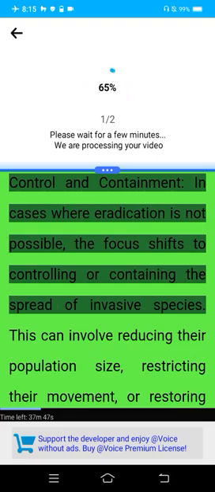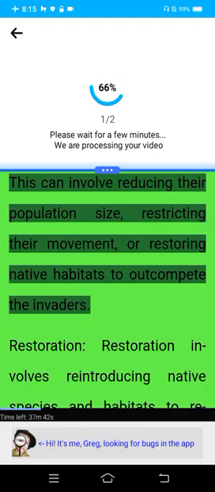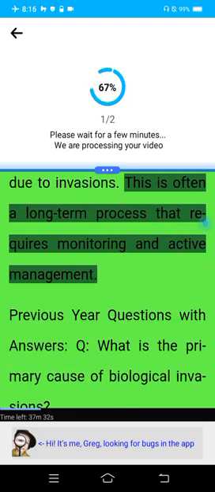Control and containment. In cases where eradication is not possible, the focus shifts to controlling or containing the spread of invasive species. This can involve reducing their population size, restricting their movement, or restoring native habitats to outcompete the invaders. Restoration. Restoration involves reintroducing native species and habitats to recover the ecological balance and ecosystem services lost due to invasions. This is often a long-term process that requires monitoring and active management.